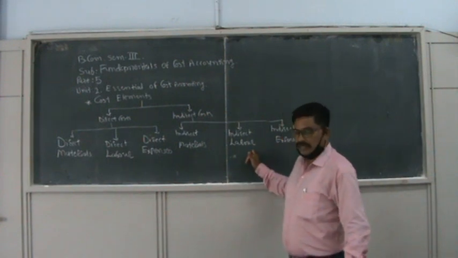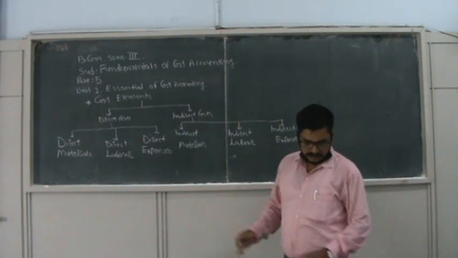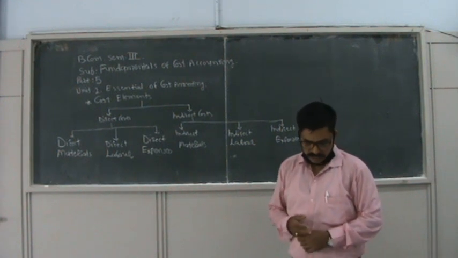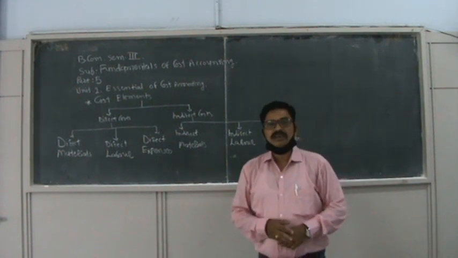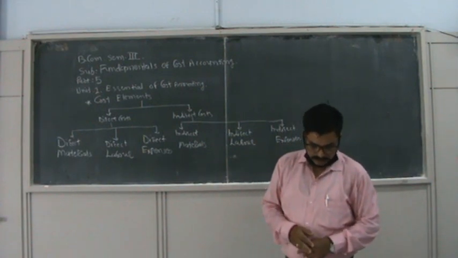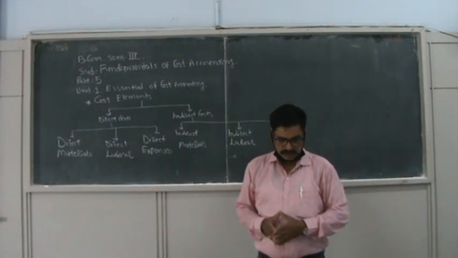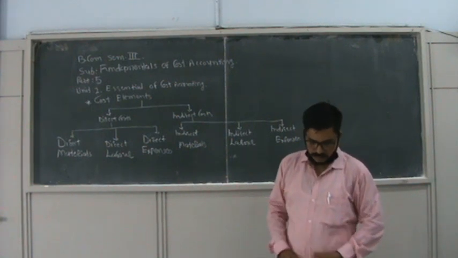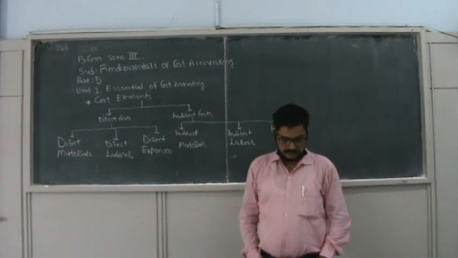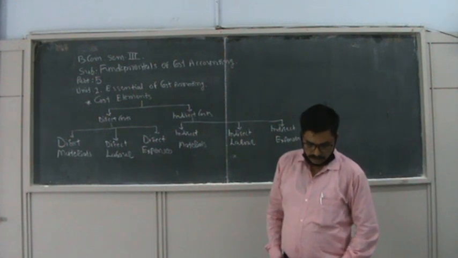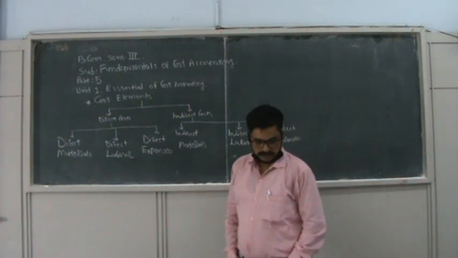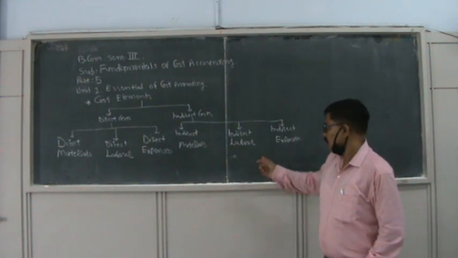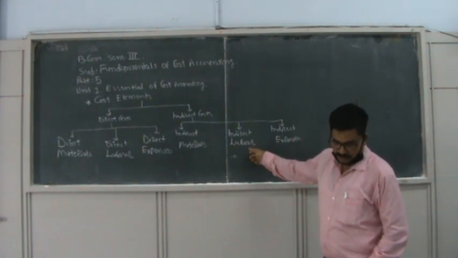Then indirect labor. Indirect labor is of a general character and cannot be conveniently identified with a particular cost unit. In other words, indirect labor is not directly engaged in the production operation, but only assists or helps in a production operation. It is helpful to the production procedure, so it is known as indirect labor.